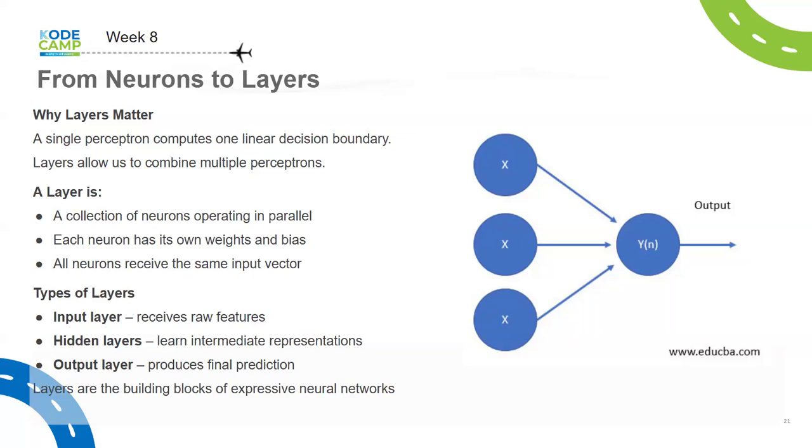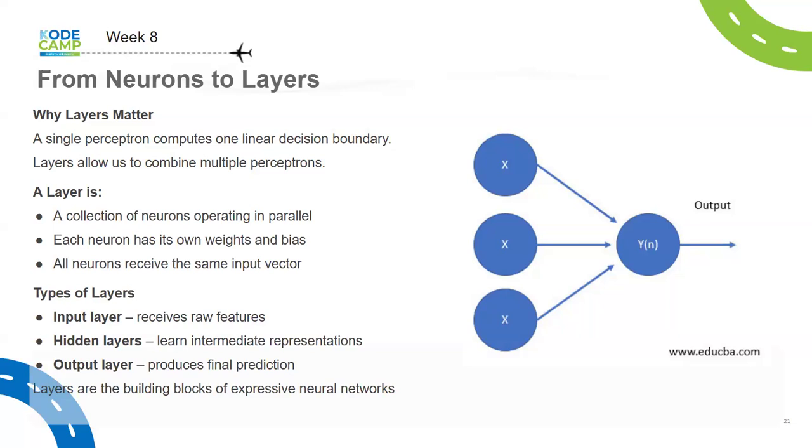And each has its own weights and bias and its own output, but they all receive the same input vector. So they all will see the same input, and the weights will determine how each neuron responds to that same input. So while they all get the same input, they don't all respond the same way to that same input. And that's what really makes layers very powerful. That's what makes a layer effectively a feature engineering system.